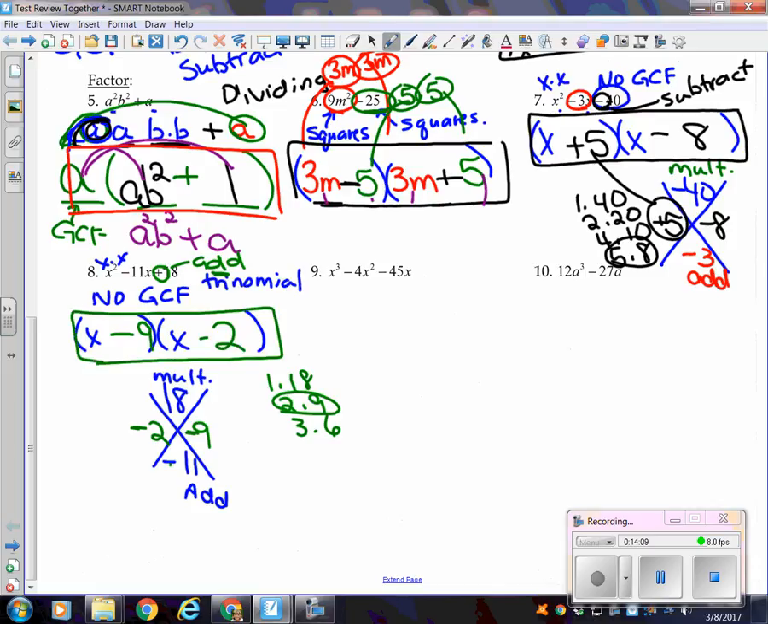It doesn't matter which parenthesis is written first. So I think I said negative 2. I ended up writing negative 9 first. No big deal. Another trinomial. Oops, sorry. We have a trinomial, but we must look carefully. If we look closely at number 9, do we have a GCF?